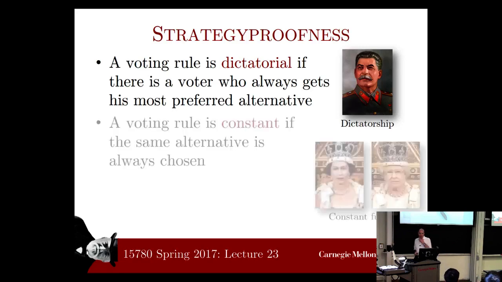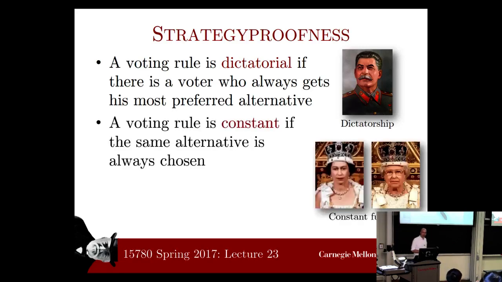Here's another very simple voting rule, a constant voting rule, which just always does the same thing. No matter what the given preference profile is, it always chooses the same alternative. Let's say alternative A will get selected no matter what the preference profile is. So it's just a constant function from preference profiles to alternatives.